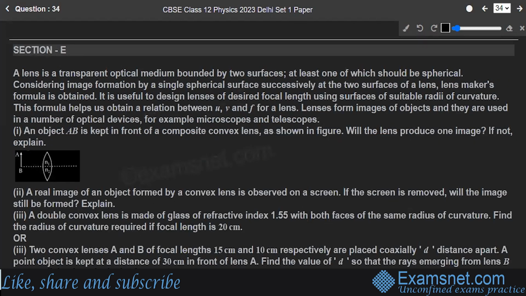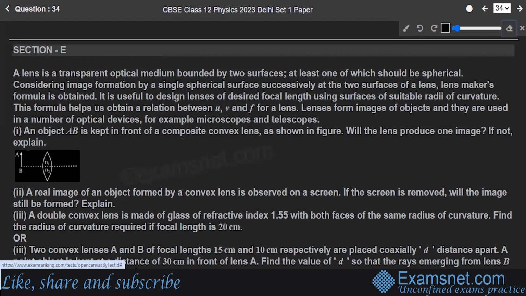Let's move to the next question, number 34. So here you are starting with section E. Some more typical questions will be following now. It says a lens is a transparent optical medium bounded by two surfaces, at least one of which should be spherical. Considering image formation by a single spherical surface successively at the two surfaces of a lens, Lensmaker's formula is obtained. It is useful to design lenses of the desired focal length using surfaces of suitable radii of curvature. This formula helps us obtain a relation between u, v, f for a lens. Lenses form images of objects and they are used in a number of optical devices, for example, microscopes and telescopes.